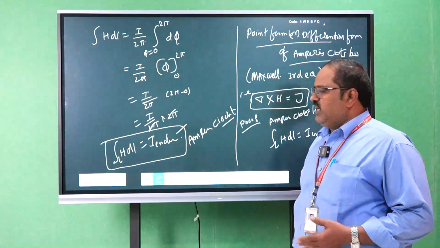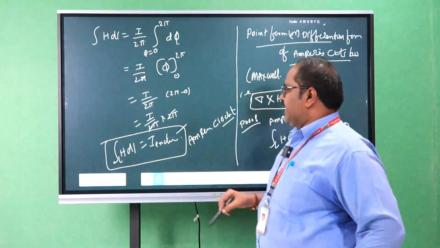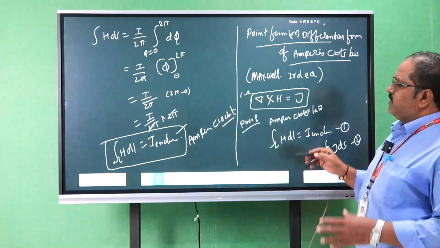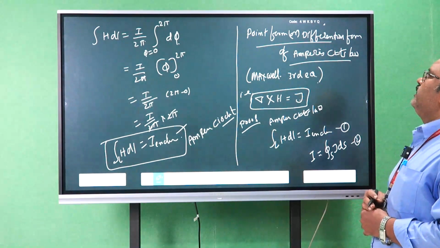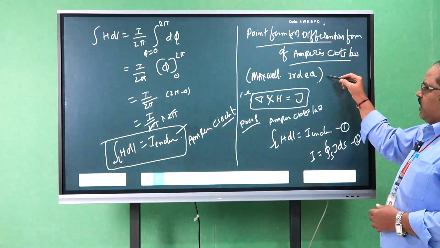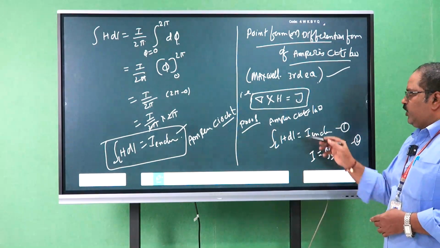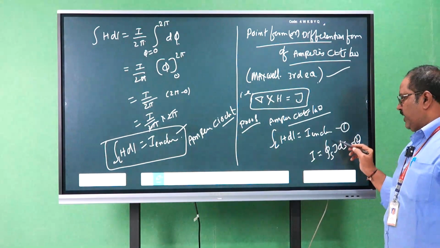What is Ampere's circuital law? The integral of magnetic field intensity H dot dl is equal to the net current enclosed by the path. Now the point form, or differential form, of Ampere's circuital law is the Maxwell third equation: del cross H is equal to J. How do we get del cross H according to Ampere's circuital law? The closed line integral of H dot dl is equal to I enclosed.